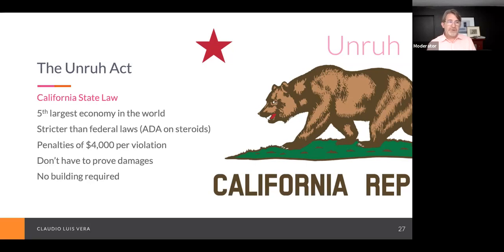But the Unruh Act also has a standard which is unique, in which a plaintiff doesn't have to prove damages. So if I'm a blind person in California and I'm trying to use a website and it's inaccessible, I don't have to prove that I was somehow damaged by not being able to use that website. I don't have to prove, for instance, the value of the job I didn't get. All I have to do is prove that that site is inaccessible under the Unruh Act.